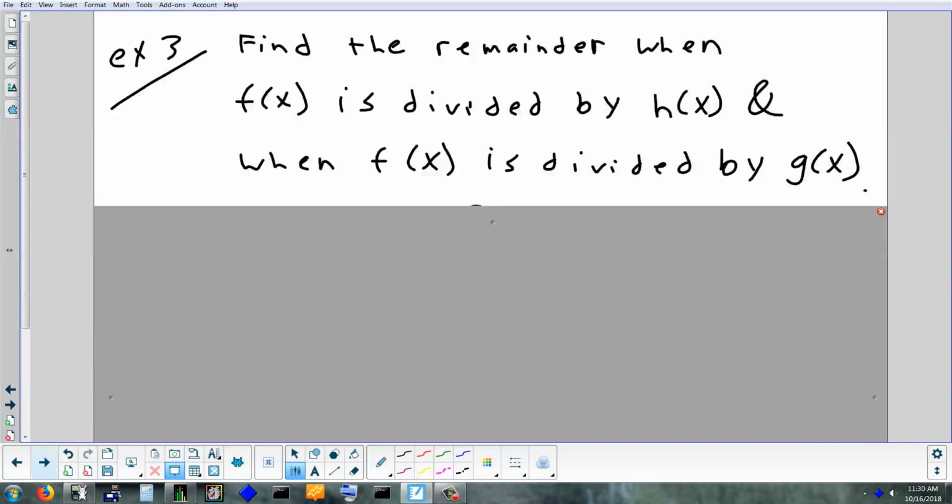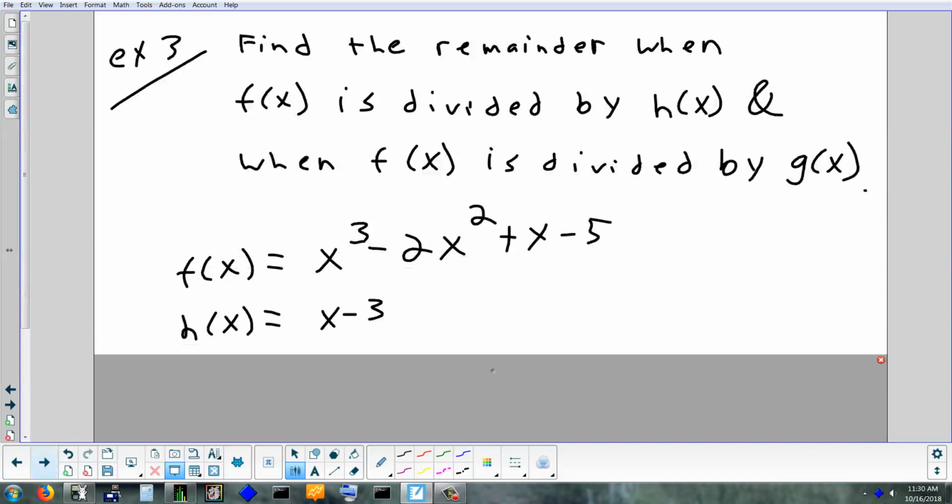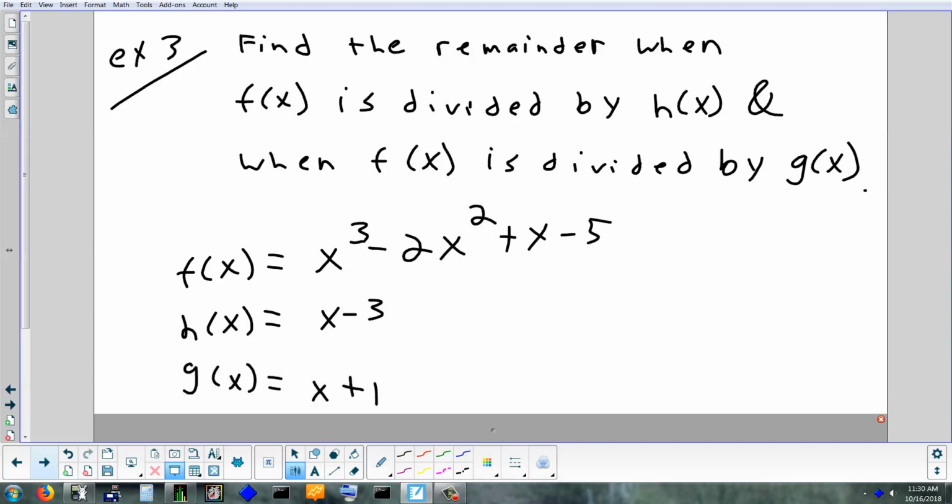Okay. So let's find the remainder when we divide x cubed minus 2x plus x minus 5 by x minus 3. Okay, that's the first one I'm going to do. And then I'm going to do another one, dividing by x plus 1. So we're going to do two problems. The first one is this divided by that.